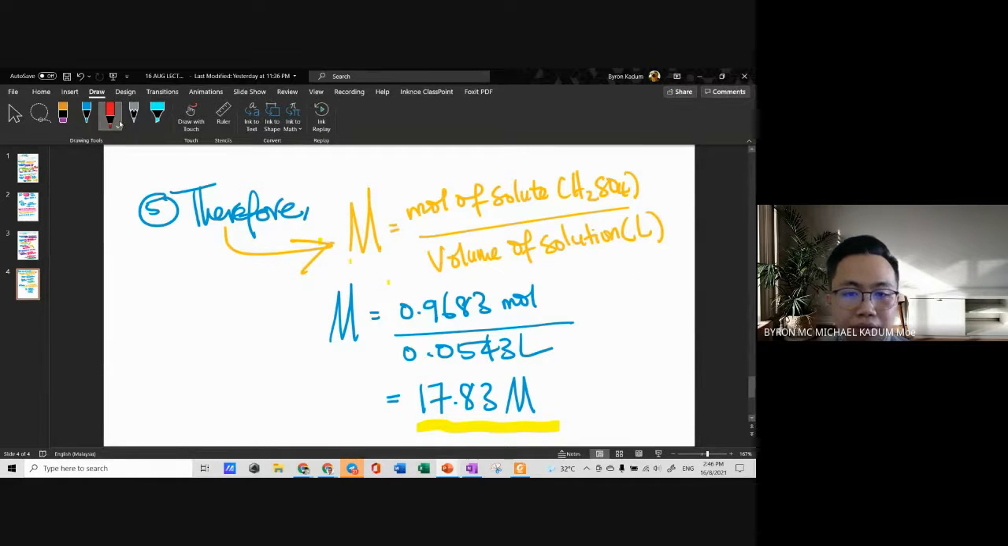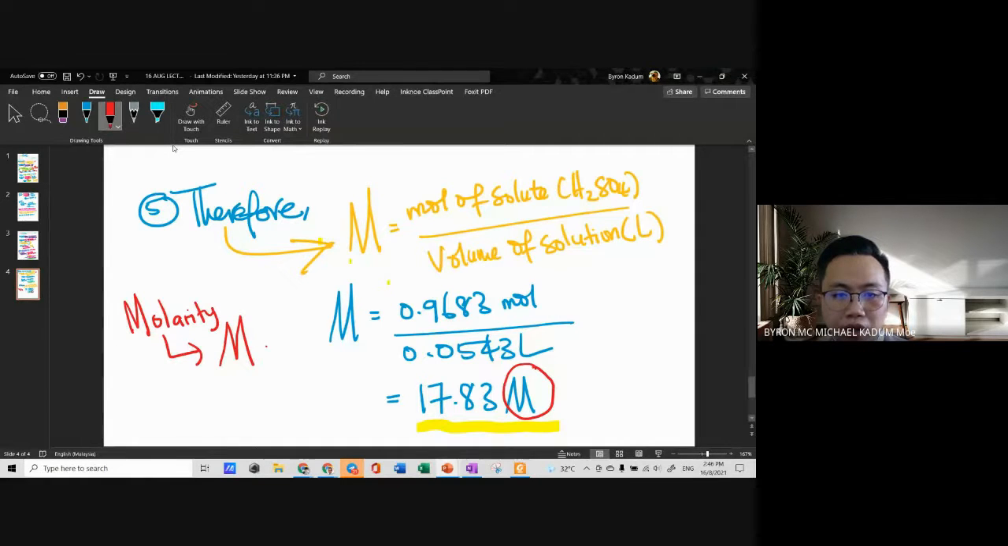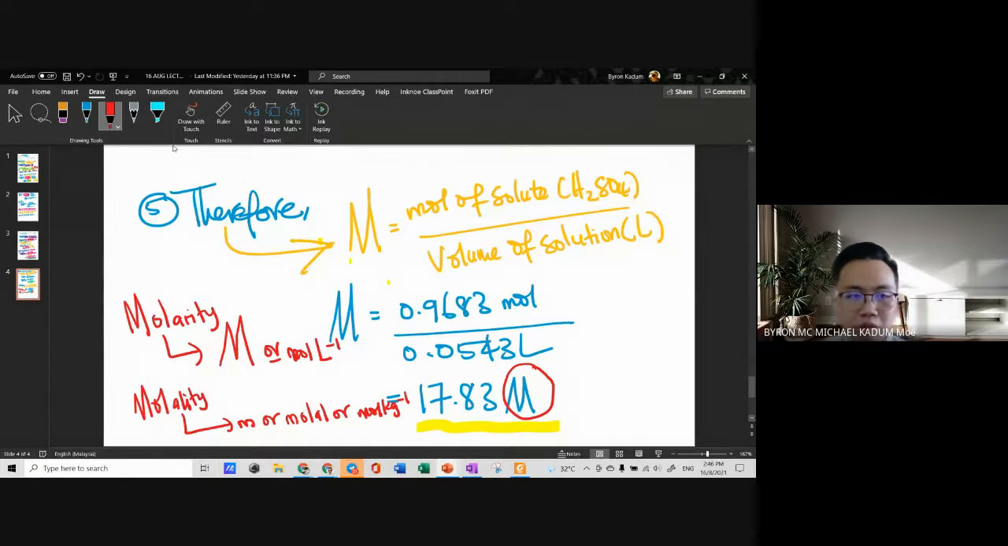Common mistakes, units. Remember, molarity. The unit is big M or mol per liter. Molality. The unit is small m, or I prefer molal, or you can write mol per kg. So you need to remember these 2 things.